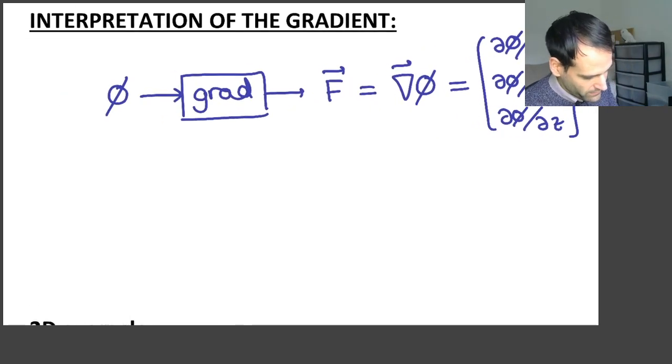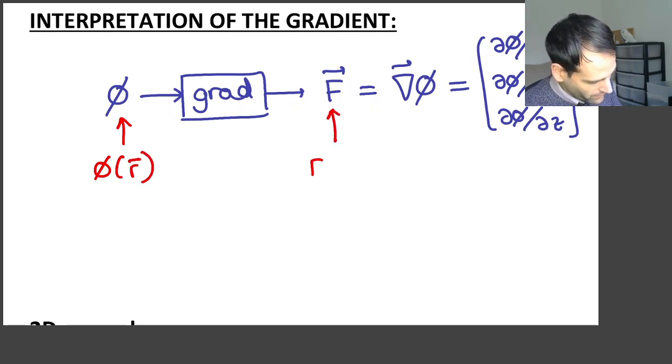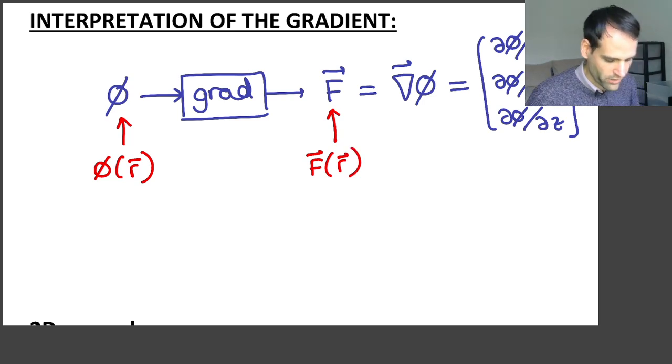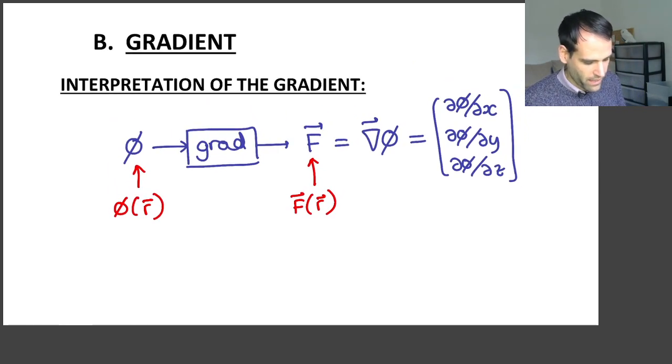And what I mean by this is that this is a scalar which depends on position, and this is a vector field, so it's a vector which depends on position. So now my question is, how does f look relative to phi? And for that, I am plotting examples for you.